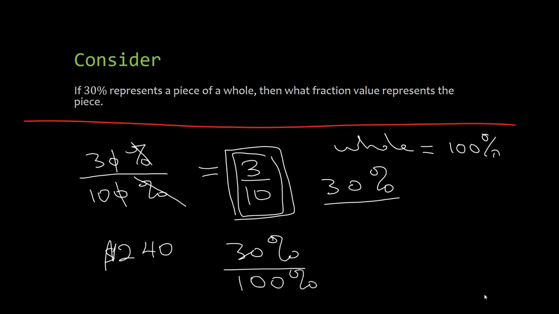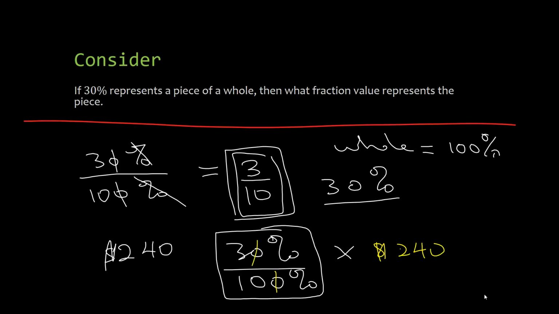Notice what I'm trying to do. I'm trying to represent it as a piece, as a fraction. Then I'm going to multiply that by the whole value that I'm seeking, which is the $240. I'm going to do relevant cancellations. So I'm going to say first divide the underneath by 10. I will get that, and then I'll divide the top by 10. I'll get that. So 3 and 10.